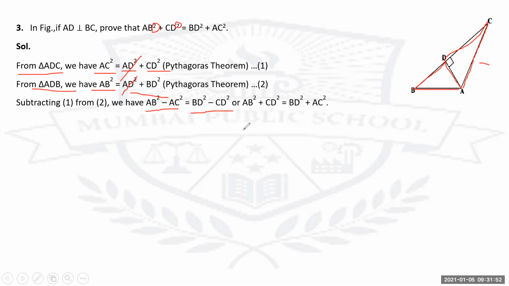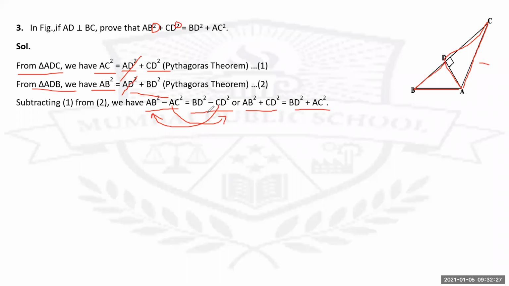Is this understood to all? After that, you'll be left with AB square plus CD square equals BD square plus AC square. What we have done is we have changed the position of AC square and the position of CD square. The questions may look difficult, but the proof will nearly come in 2 or 3 steps. When you look at the question, you have AB square, CD square, BD square, AC square.